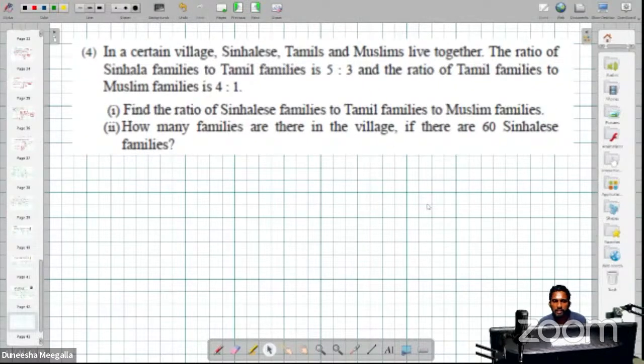In a certain village, Sinhalese, Tamil, and Muslims live together. The ratio of Sinhalese families to Tamil families is 5 to 3. The ratio of Tamil families to Muslim families is 4 to 1. Can you find the common ratio for these three?